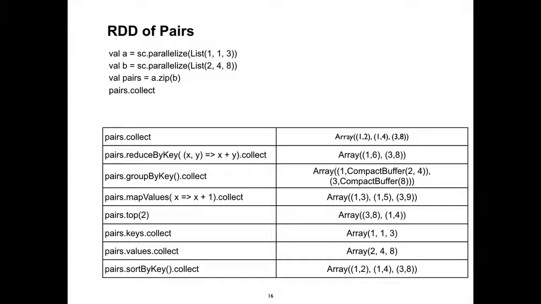Working on RDDs of pairs is also common. So here I create 2 RDDs and I zip them together, right? So you can think of it as RDDs with 2 columns, right? Or tuples. And here I do reduceByKey. This is a very common operation.